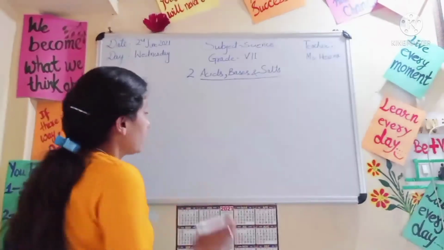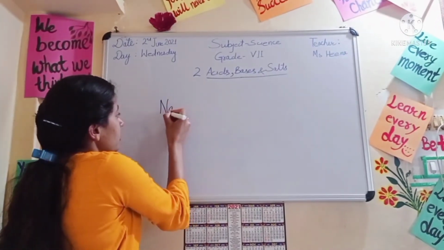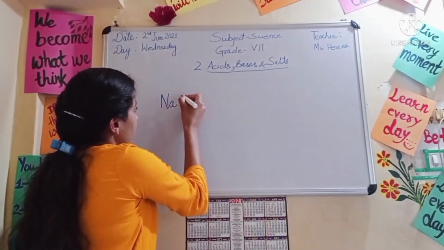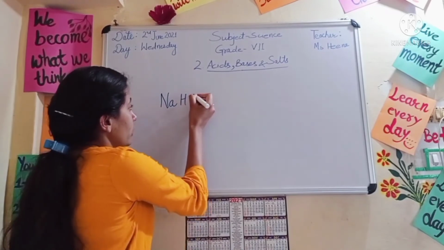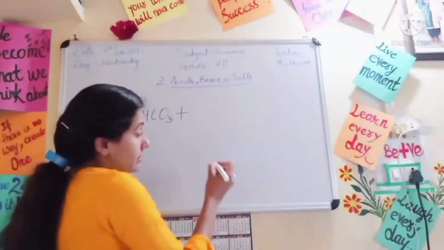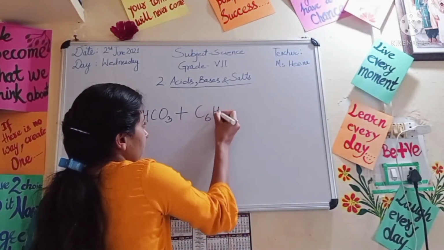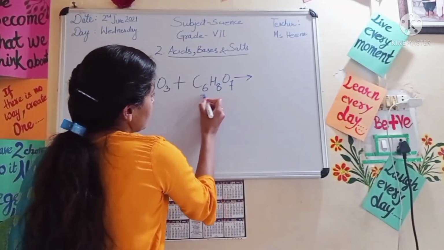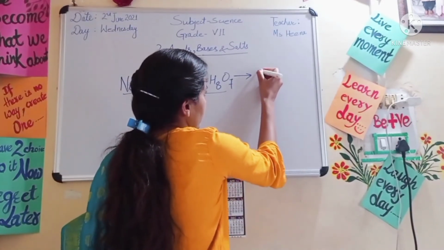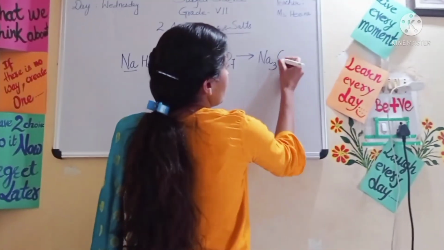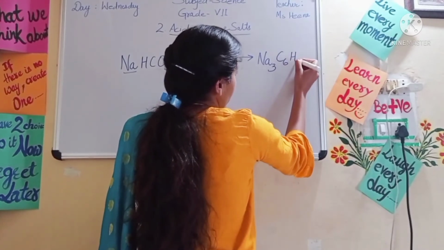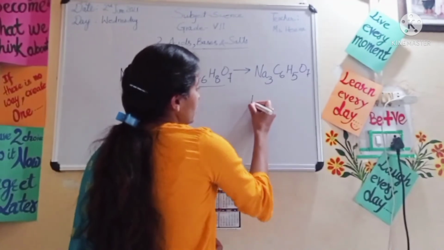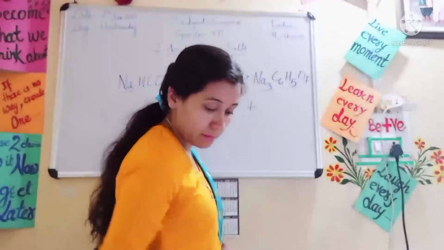What is the symbol for sodium, which we have discussed in a previous chapter? Na. And bicarbonate, yes, we can say sodium hydrogen carbonate, NaHCO3. Citric acid's formula is C6H8O7, and it will give citrate. So sodium citrate, Na, C6H5O7, plus, along with the sodium citrate, here we have seen bubbles.